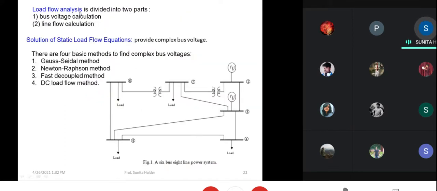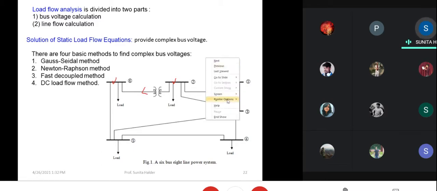So load flow analysis is actually divided into two parts. One is bus voltage calculation, another is line flow calculation. And solution of static load flow equation. Static load flow equation means equations 10A and 10B, that is the bus power equations, can give you the bus voltages. At first you can calculate the bus voltage. If these two terminal voltages are known, then only you can find out current, then you can calculate the losses.